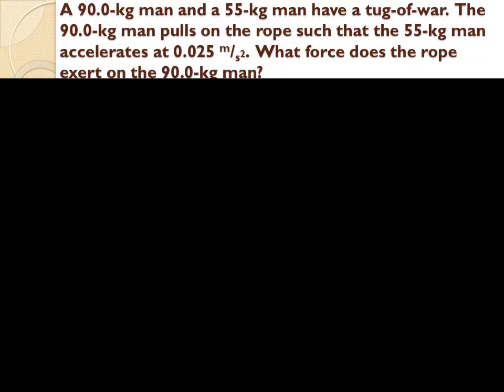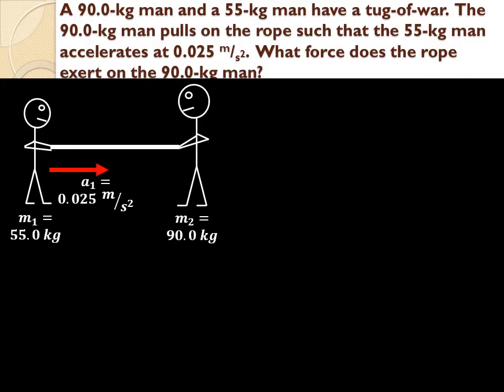Next example problem says a 90 kilogram man and a 55 kilogram man have a tug of war. The 90 kilogram man pulls the rope such that the 55 kilogram man accelerates at 0.025 meters per second squared. What force does the rope exert on the 90 kilogram man? Well, we have the mass and we have the acceleration of the 55 kilogram man, so we can figure out actually the force on the 55 kilogram man.